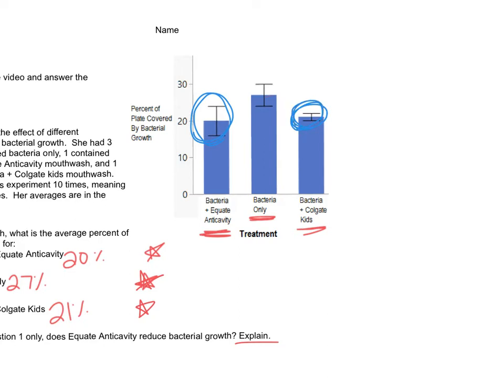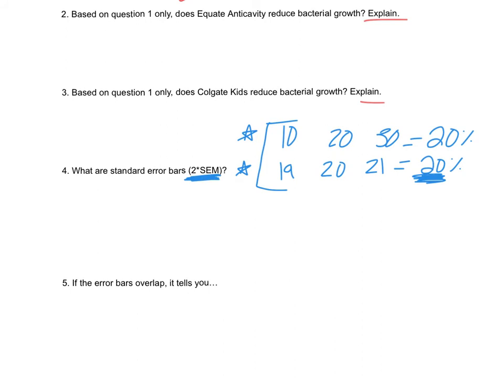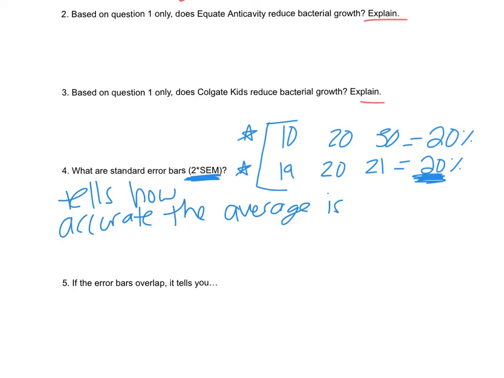So a small error bar indicates to me that the average is pretty accurate of all of the samples. A larger error bar indicates to me that the average isn't really that accurate. So then to answer that question in number 4, the error bar is used to tell me how accurate my average is. And that is determined by how spread apart the data is.